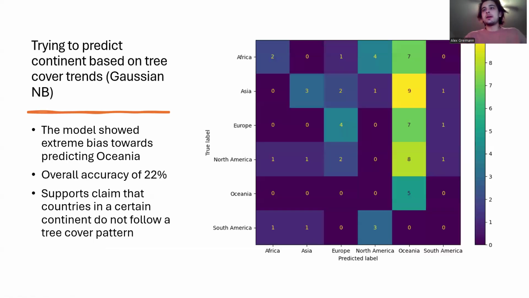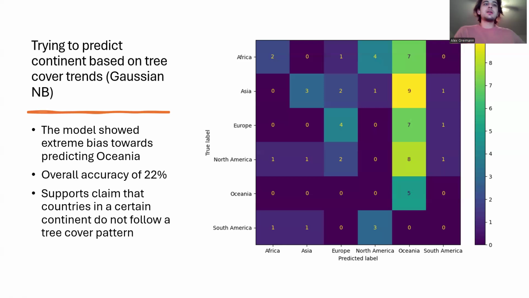I was curious if I could predict the continent of a country based on this tree cover trend. So I took away the country label and replaced it with a continent label, and I trained the model on it and then tested it. And these are the testing results on the right, with the true label on the vertical axis and the predicted on the horizontal. The model did not work well.